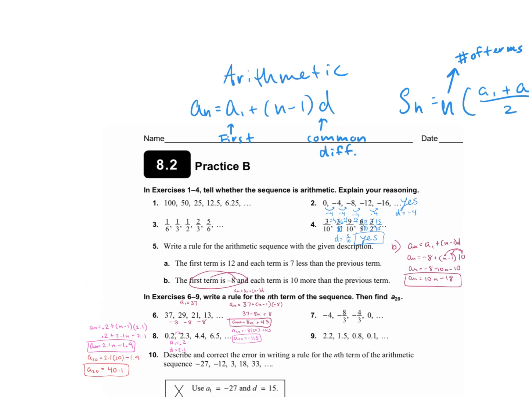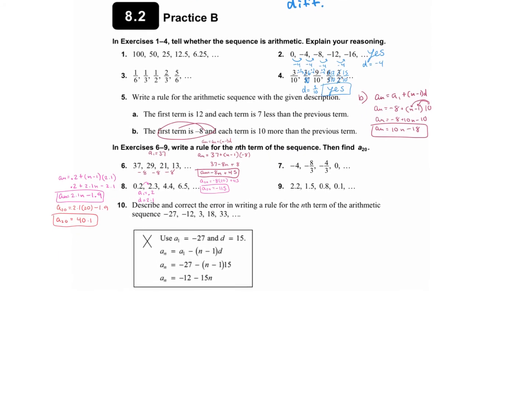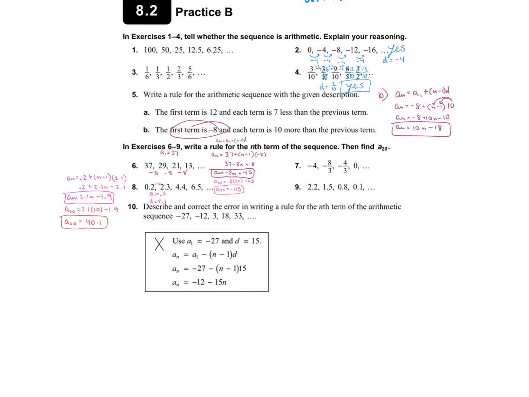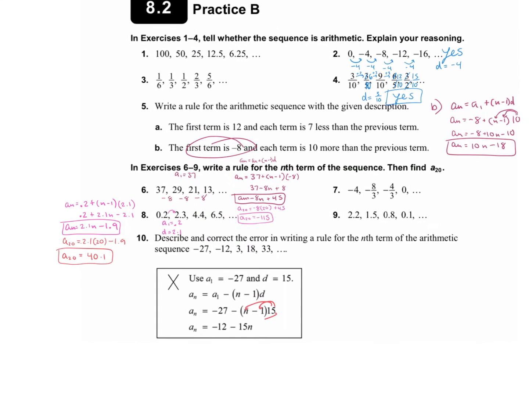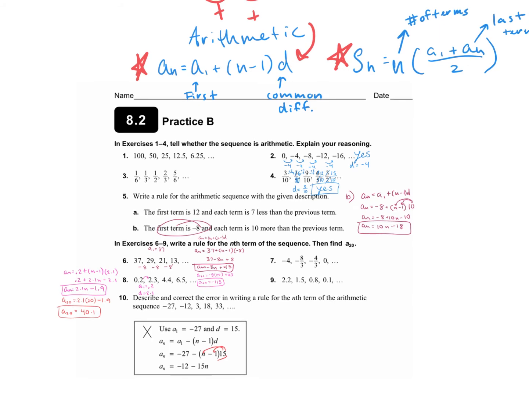So when it's arithmetic, you use this formula, when you're adding to get from one number to the next. So just be careful. These two formulas are arithmetic. We have two different formulas when you're multiplying to get from one number to the next, which is geometric. All right, number 10 we can skip. Don't worry about it. I think the mistake is down here. Oh, they distribute wrong. That's what it is. Any questions on arithmetic?